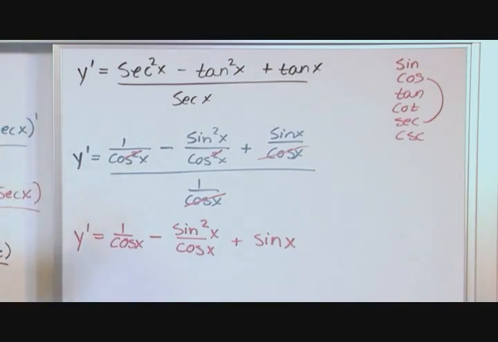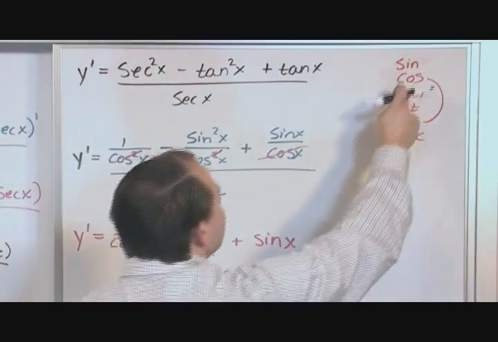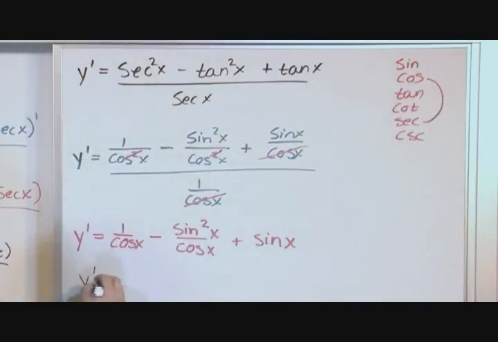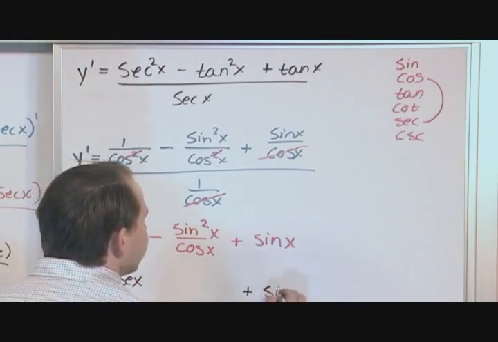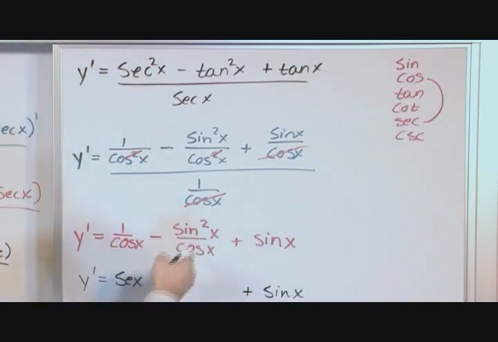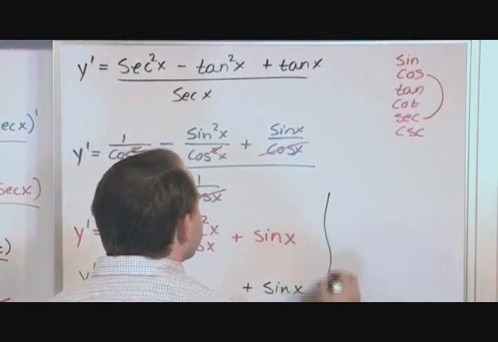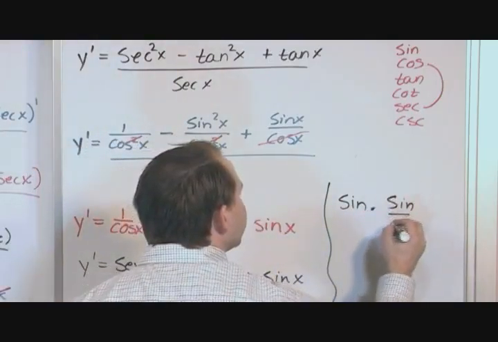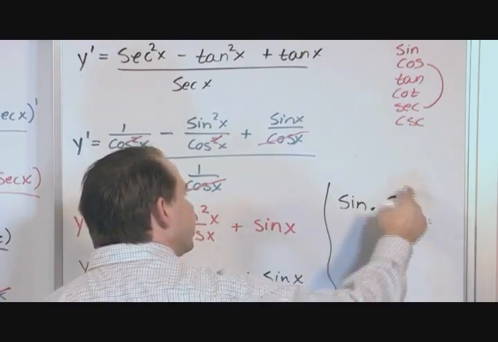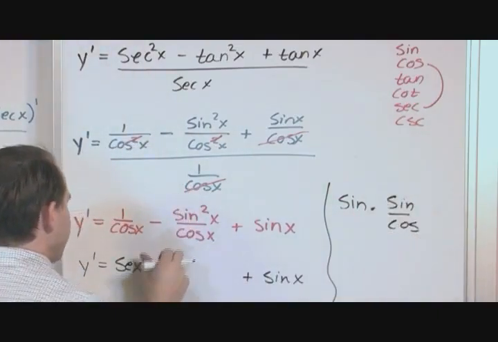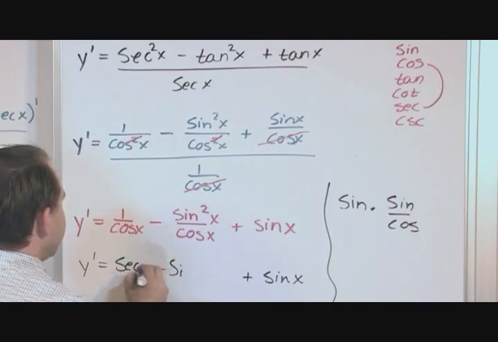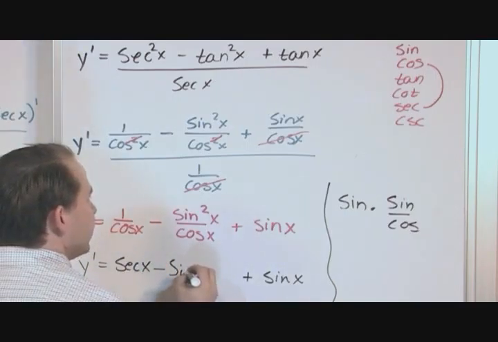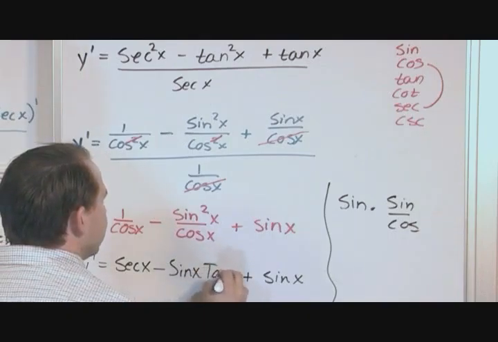So now we can look a little bit further. 1 over cosine, I can change it back into a secant of x, right? Let me do the last term here. Sine of x is just going to be left alone. Now we're left with this middle term here, sine squared over cosine. How can I handle that? Well, let me do a little side here. Sine squared over cosine can be written as sine times sine over cosine, which is sine times tangent. Sine over cosine is always tangent. So here we're going to have secant of x. And here we're going to have sine of x times tangent of x.